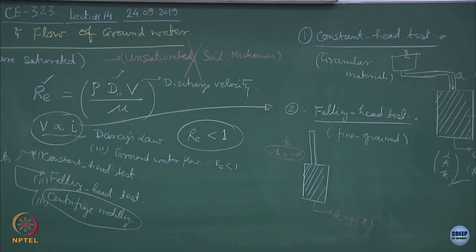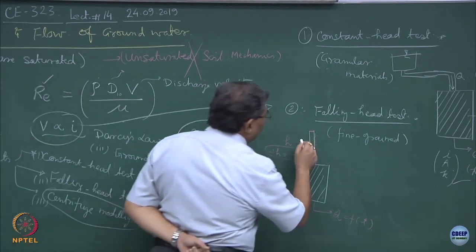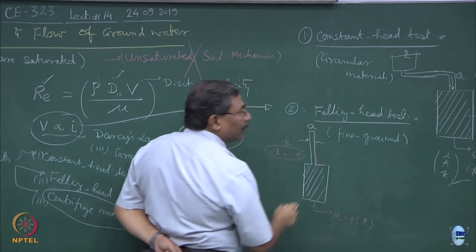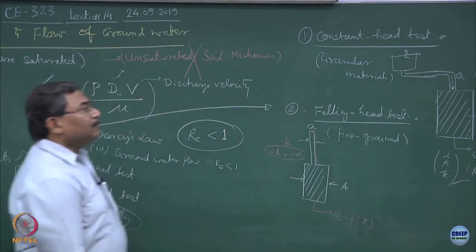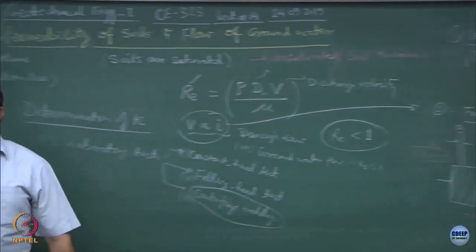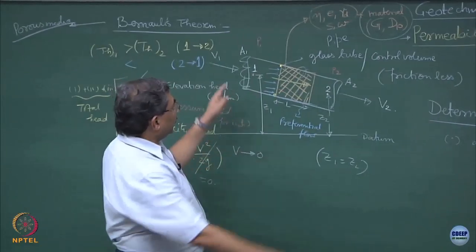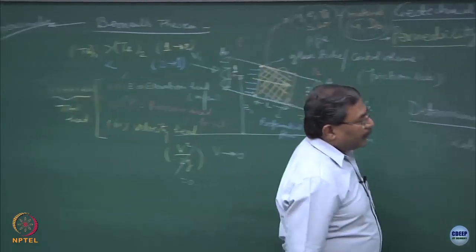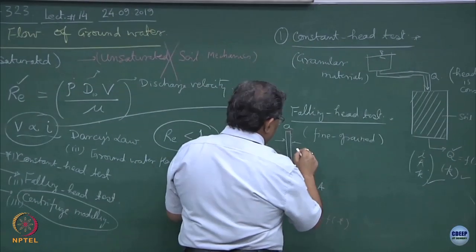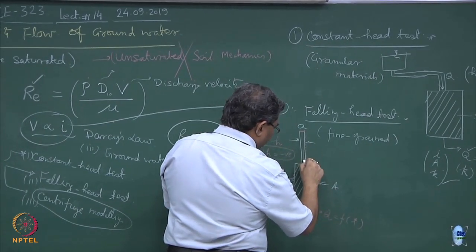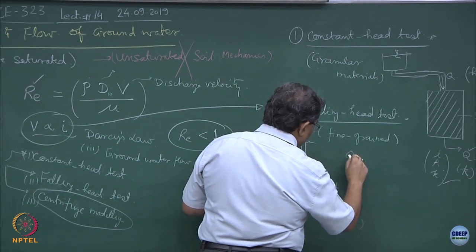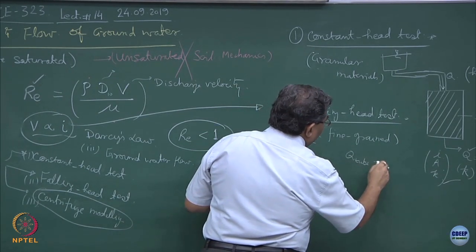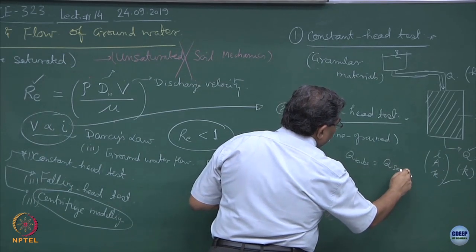So this is the experiment which we will be doing in the lab. If the area of cross section of this tube is known, let us say small a, and the area of cross section of the sample is known as capital A, you can apply the continuity equation. This is nothing but continuity, is it not? The discharge Q which is dropping down in the tube is entering into the soil sample, and hence Q in the tube will be equal to Q in the sample.